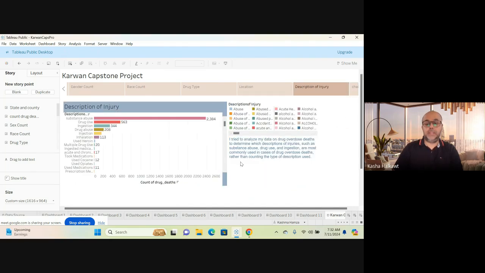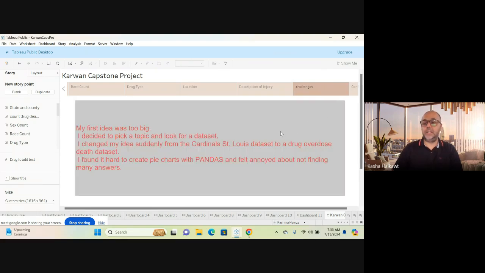And here I describe the description of injury. I try to analyze my data on drug overdose deaths to determine which description of injury, such as substance abuse, drug use, and ingestion, is most commonly used in cases of drug overdose death, rather than the count of the type of description used. It shows here substance use is more than 2,000. And the next one, drug use is more than 500.